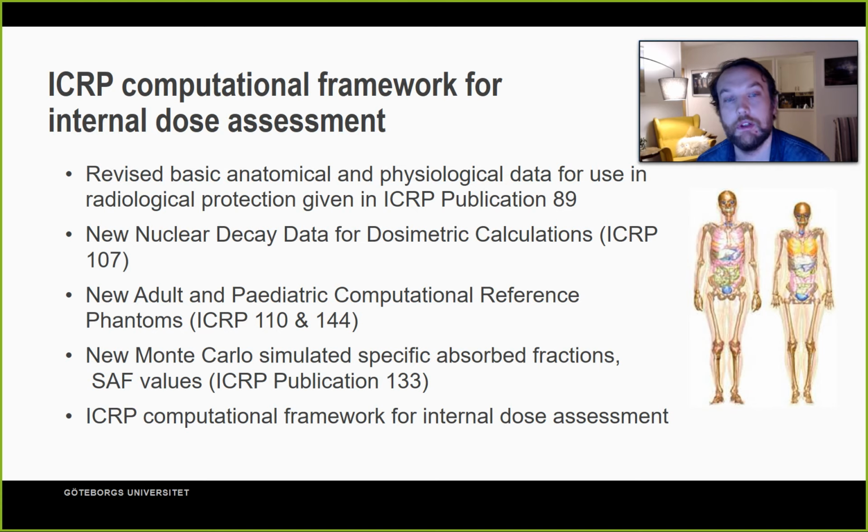ICRP have, for the adult, come out with Monte Carlo simulated specific absorbed fractions for alphas, betas, photons, and in some cases neutrons. All of this, combined with the biokinetic models, ICRP have combined into a computational framework for internal dose assessment.